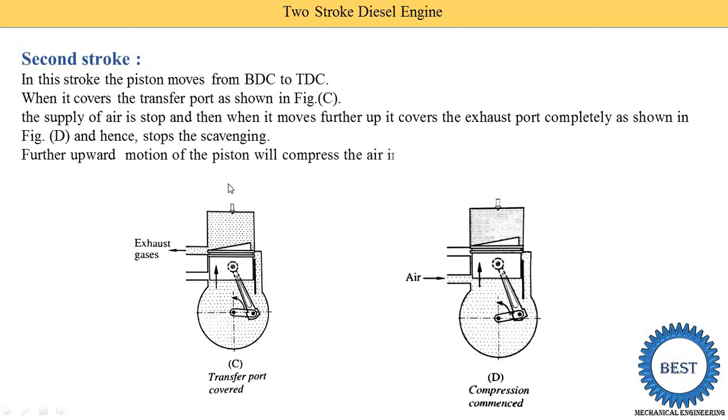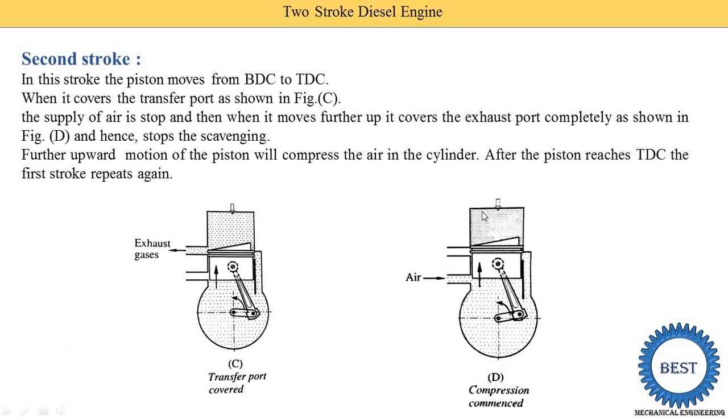Further upward motion of the piston will compress the air in the cylinder. When the piston moves further upwards towards the TDC, the air present in the cylinder is compressed, and its pressure and temperature are increased. After the piston reaches the TDC, the first stroke repeats again.